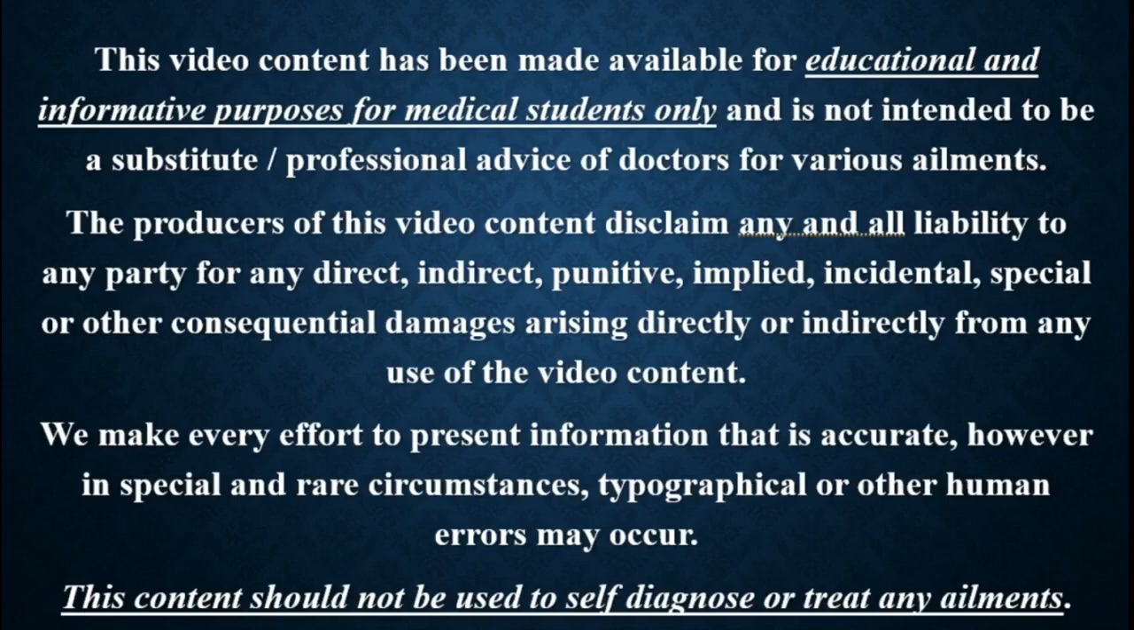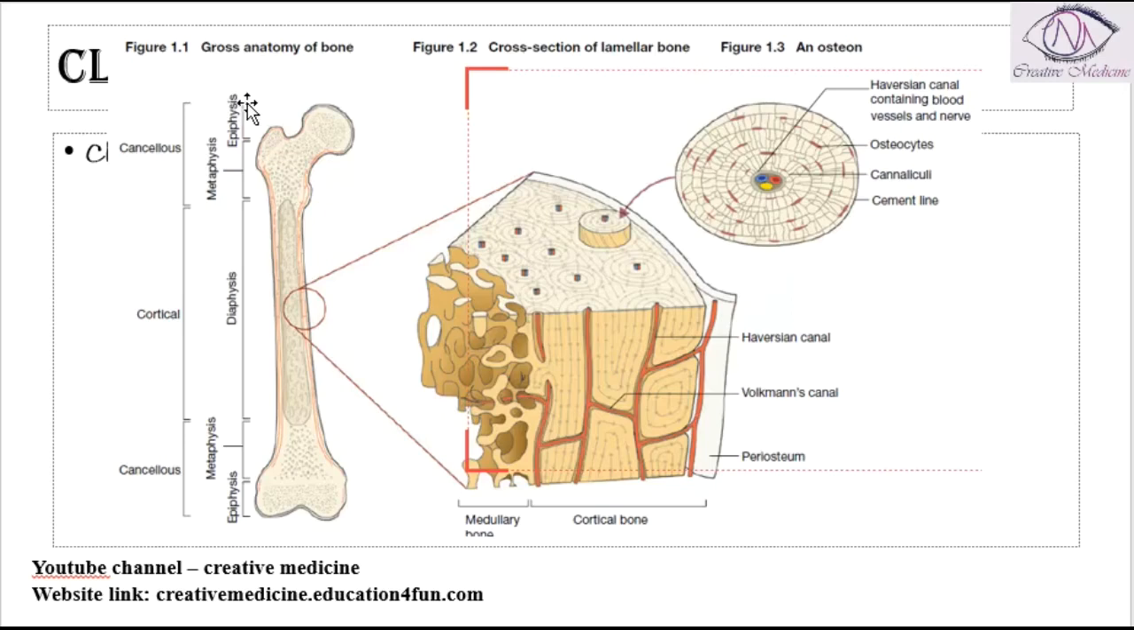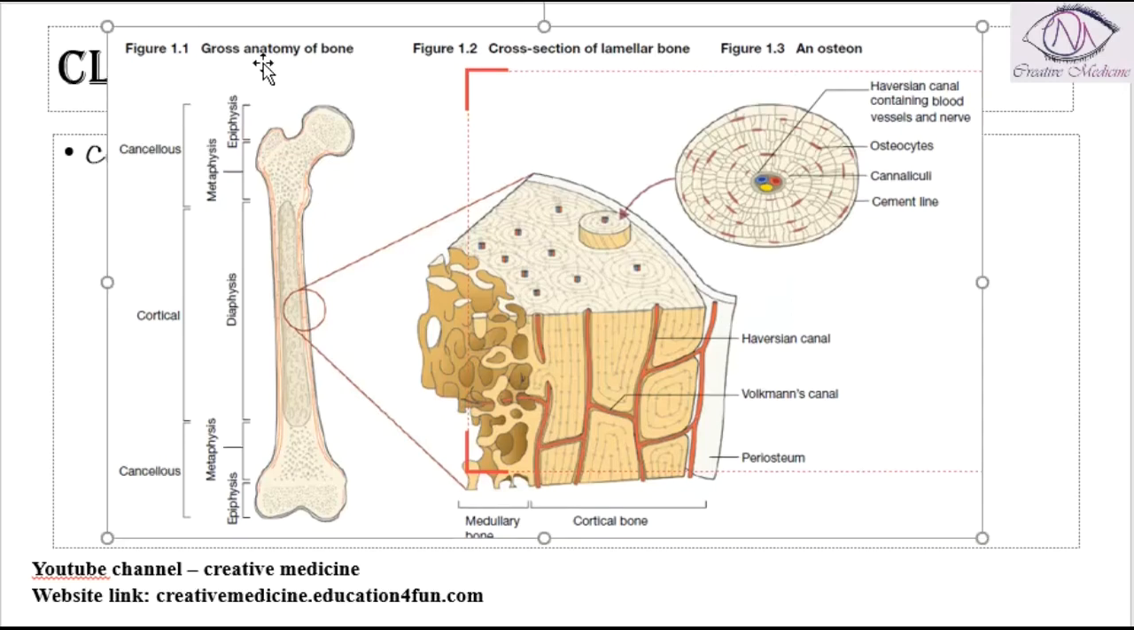In this lecture, we will learn about the anatomy of the bone. Bone is actually made up of the following things. A bone is made up of epiphysis, metaphysis, and diaphysis.